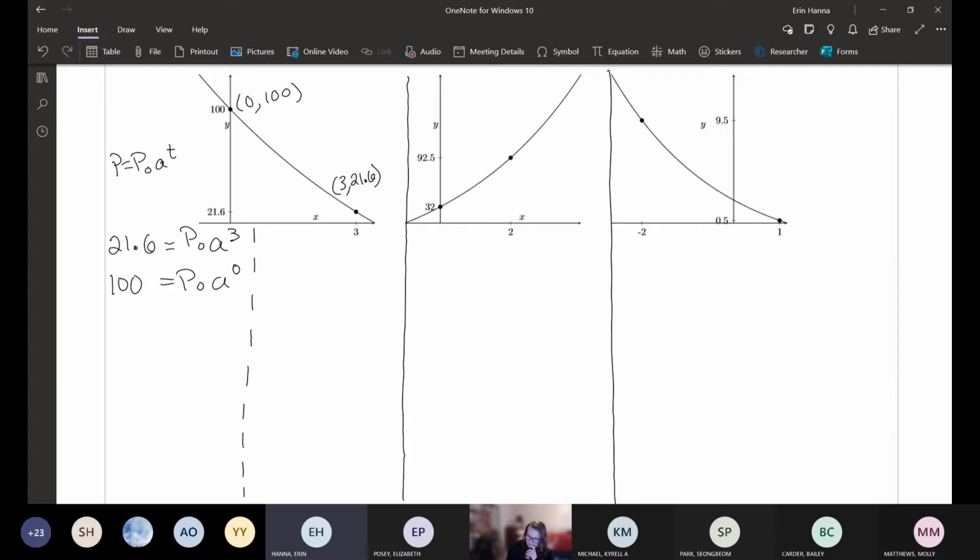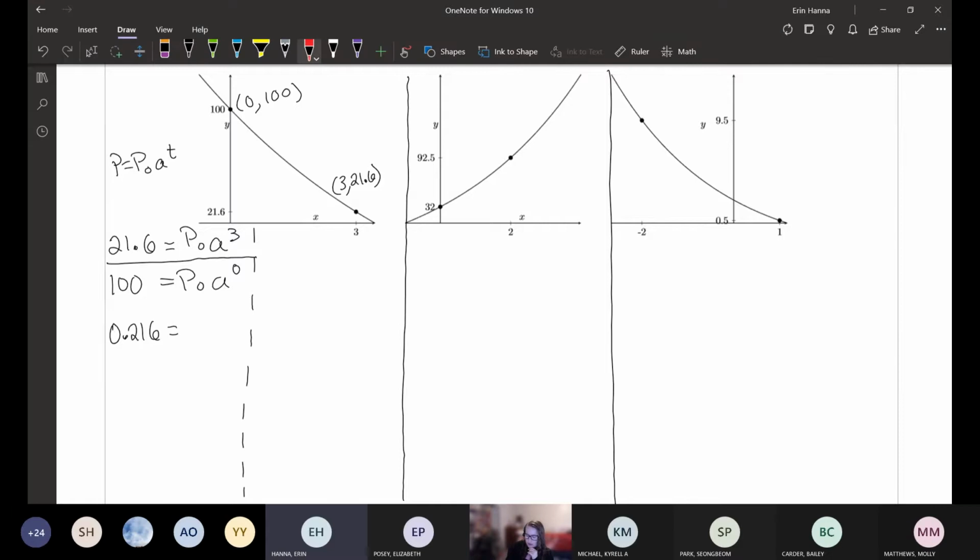What you're going to do now is divide both of these equations. So 21.6 divided by 100 will give you 0.216. Now the point of doing this is that once you do that, notice that we have P naught divided by P naught, which just cancel each other out. So we no longer have any P naught, which is good because we don't know how to solve for two variables at once.